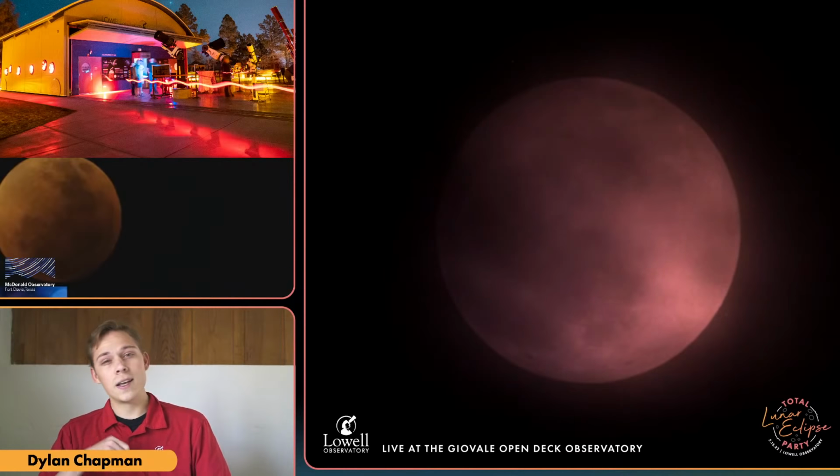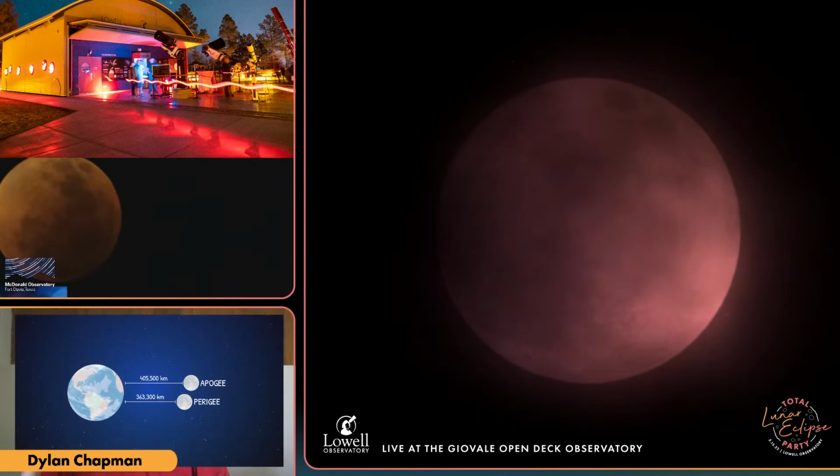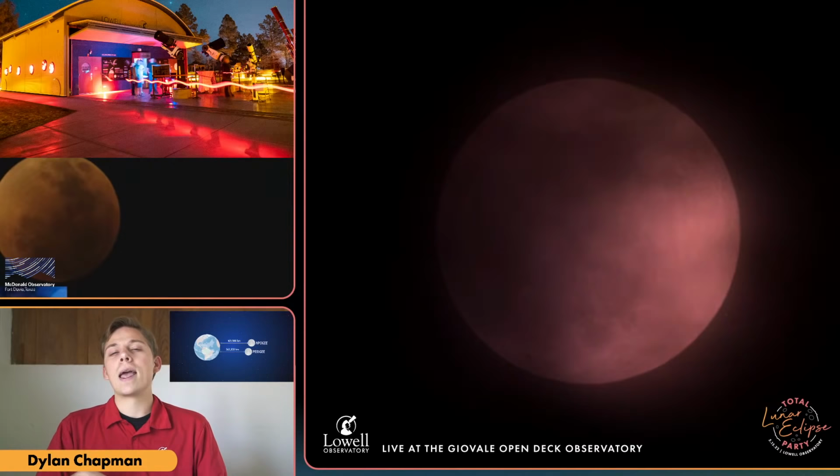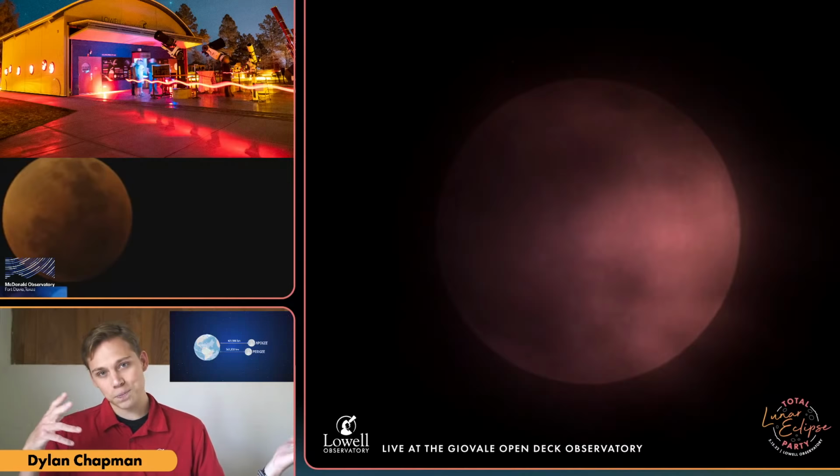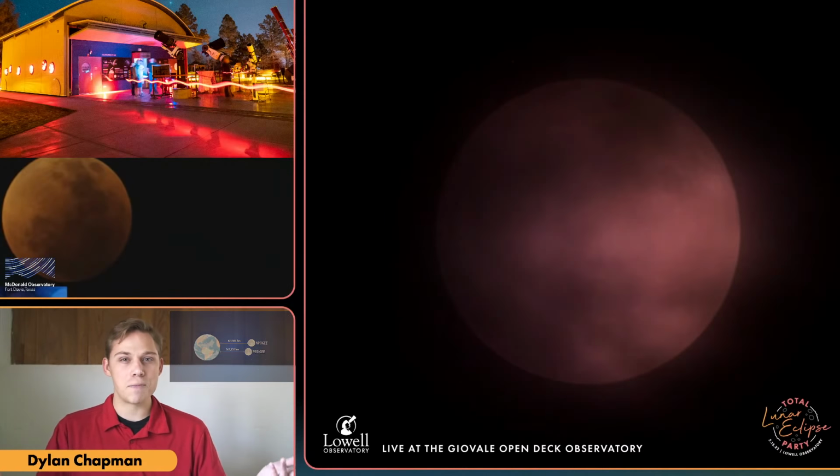At its furthest, the moon is about 253,000 miles from the Earth. This is known as apogee. And at its closest, the moon is about 226,000 miles away from the Earth. And that is known as perigee.